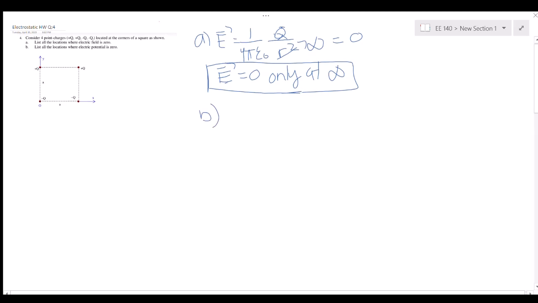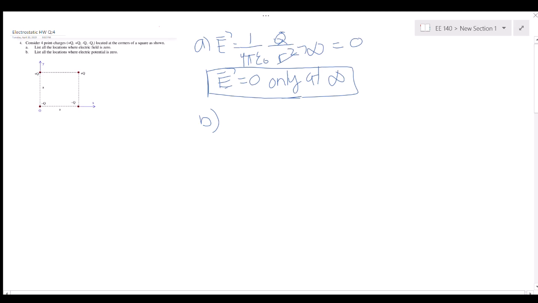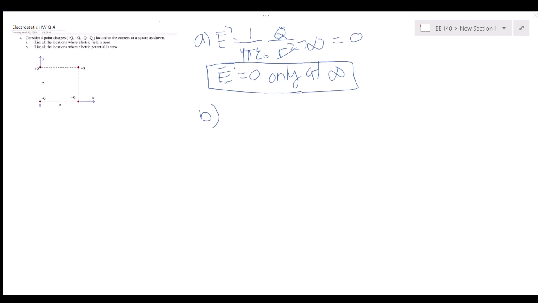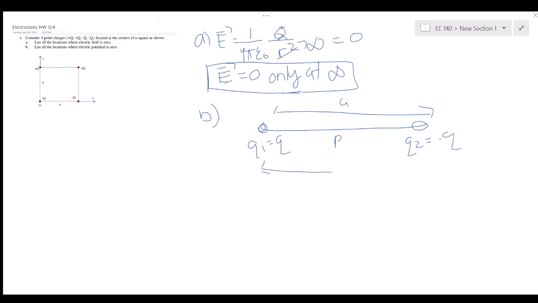Okay, now say we have 2-point charges, Q1, which is just equal to Q, and Q2, which is equal to negative Q. They're a distance A away. We want to find electric potential at point P. So Q1 is a distance x away from point P, and then Q2 is a distance A minus x.